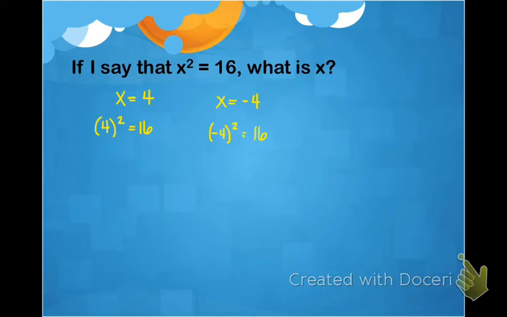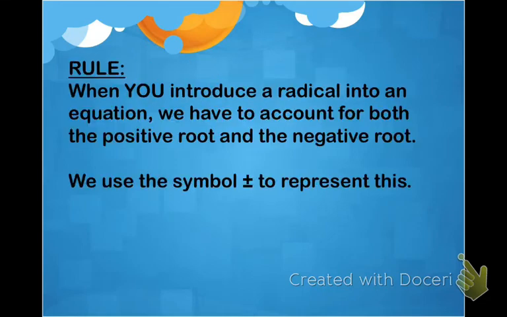This is a really important thing. When we are solving using square roots, this is a really important rule. Put this in your notes. Whenever you introduce a radical into an equation, we have to account for both the positive root and the negative root. Now, if I just walked up to you and said, hey, you, what's the square root of 9? You would just say 3. We wouldn't worry about the negative one because that's just the principal root.